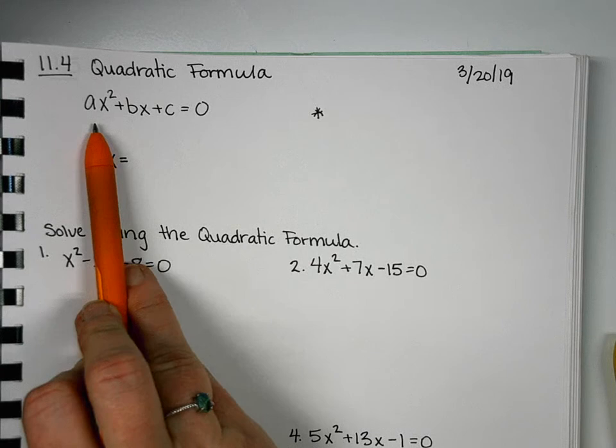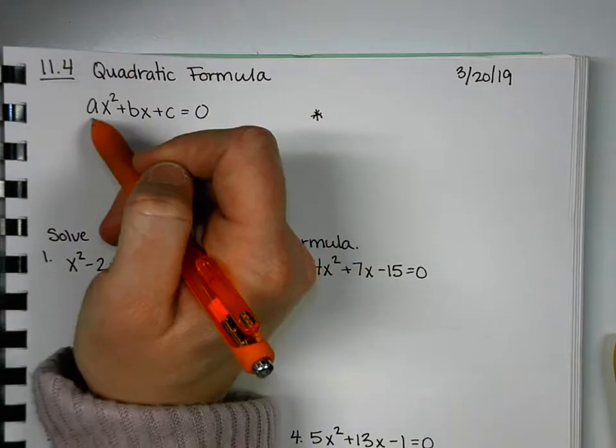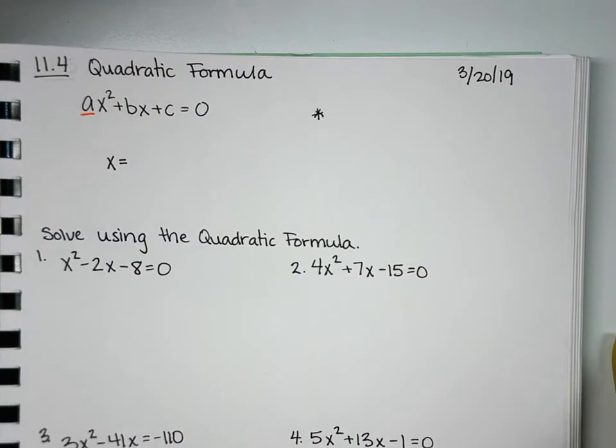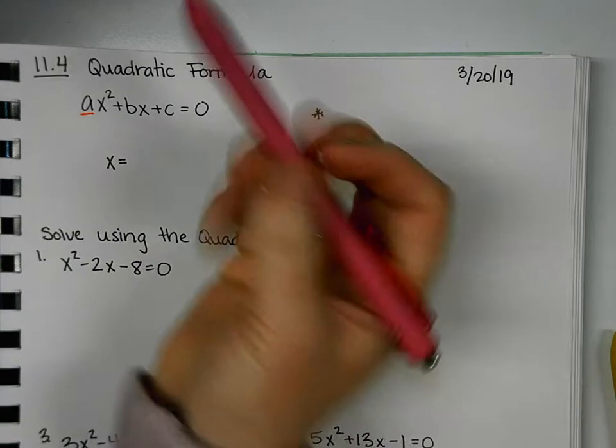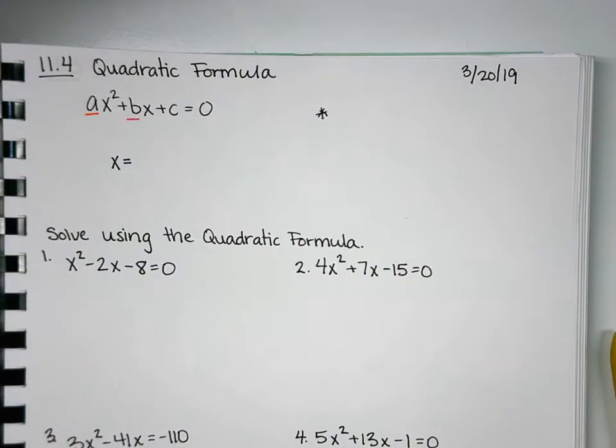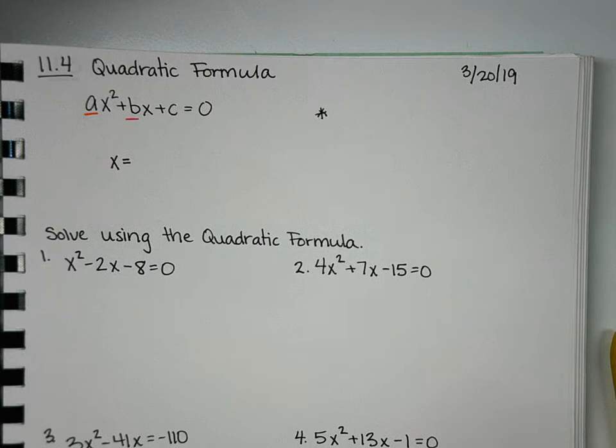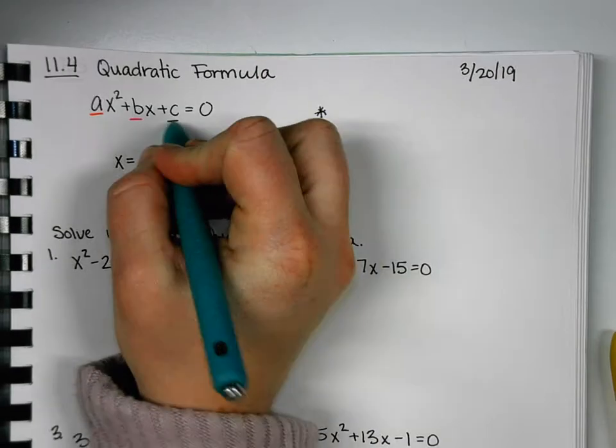A is the coefficient in front of x squared. B is the coefficient of x. And C is the constant.